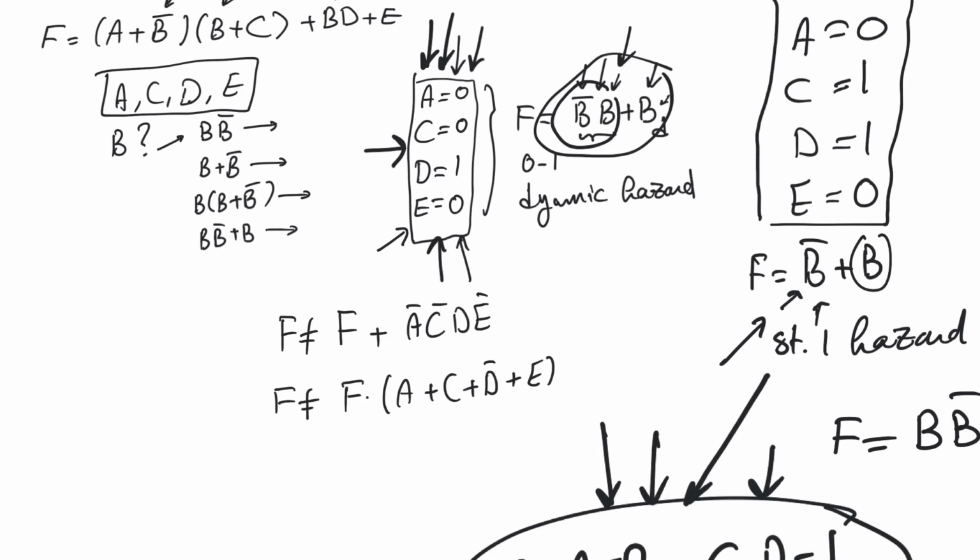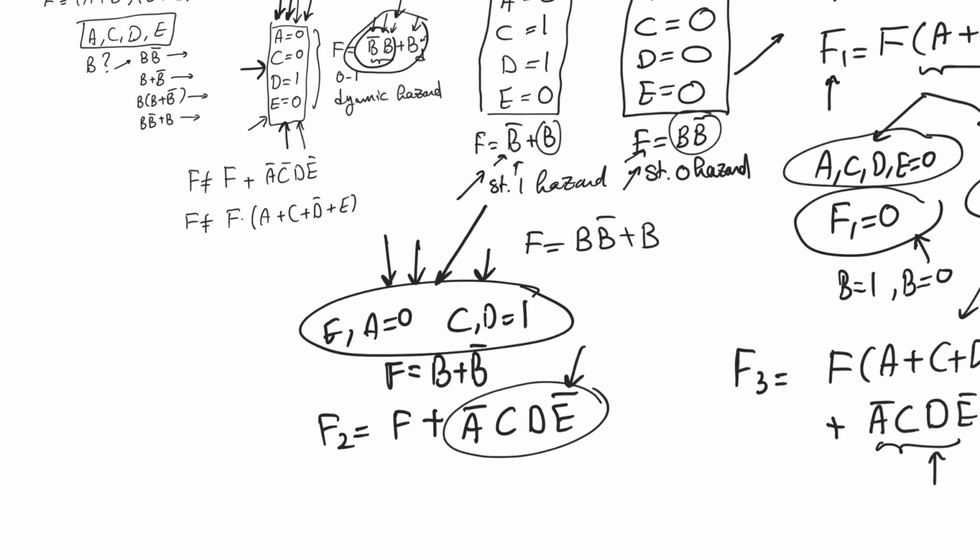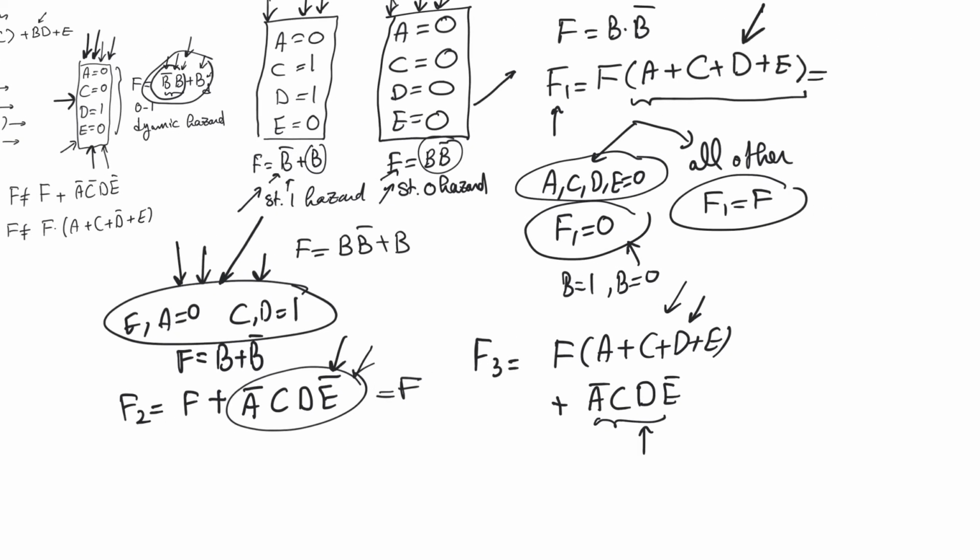Now this is a problem because when we added these additional terms here or multiplied by them, we still didn't change the original function. This was still equal to f, and this was still equal to f.